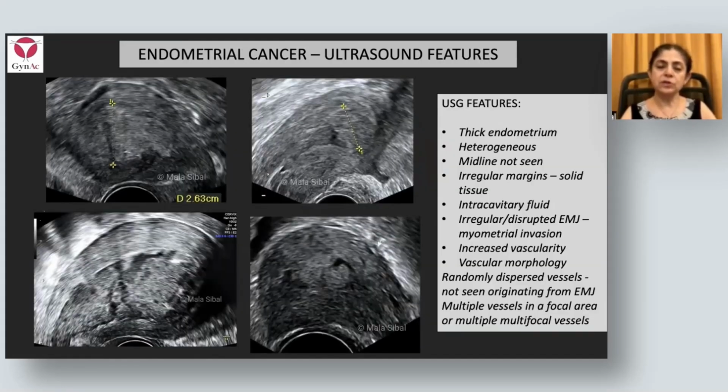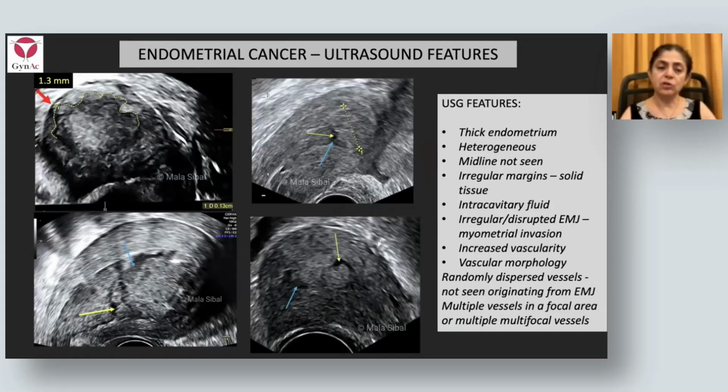So let's look at how the endometrium appears in women with endometrial cancer. As you can see in these images, the endometrium is thick, it is heterogeneous. The midline is often not seen unless the lesion is focal. If one observes carefully, you notice that the margins of the solid tissue are irregular, and this is well seen if there is some amount of intracavitary fluid, which may be because there is some amount of blood in the endometrial cavity, or there's some necrotic material or debris, or there's pus, or because we've instilled some amount of saline in the endometrial cavity. The endomyometrial junction is indistinct or irregular in patients with myometrial invasion.